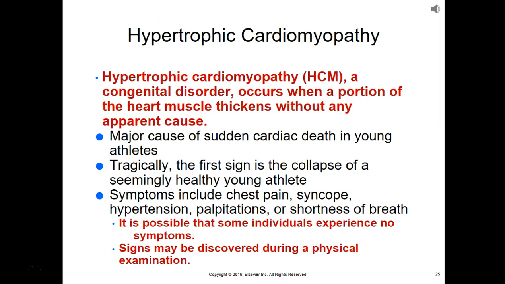Hypertrophic cardiomyopathy is abbreviated as HCM. It's a congenital disorder that occurs when a portion of the heart muscle thickens without any apparent cause. Typically, in a healthy individual, when the heart muscle thickens, there is an underlying factor, either environmental or social habits, environmental things that they were exposed to, or diet or anything like that.